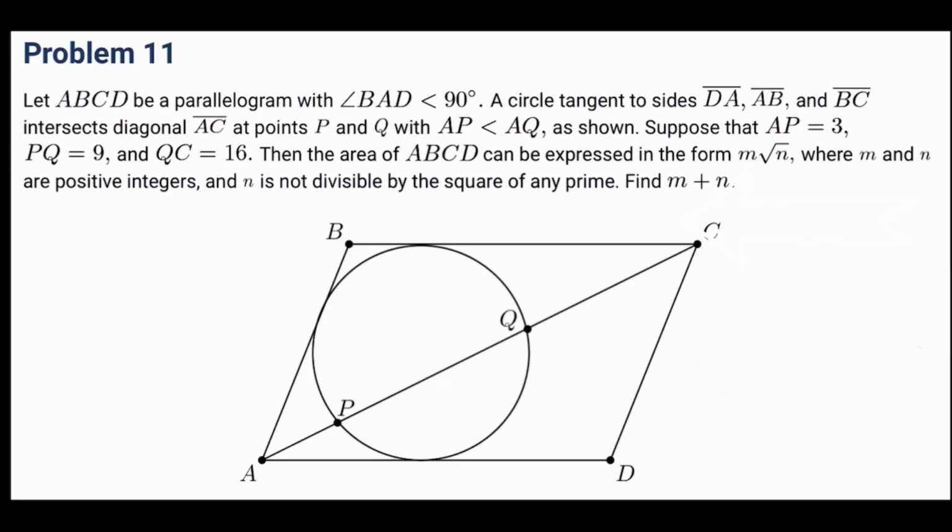Let ABCD be a parallelogram with angle BAD less than 90 degrees. A circle tangent to sides DA, AB, and BC intersects diagonal AC at points P and Q, with AP being less than AQ, as shown. Suppose that AP is equal to 3, PQ is equal to 9, and QC is equal to 16. Then the area of ABCD can be expressed in the form m root n, where m and n are positive integers, and n is not divisible by the square of any prime, and we have to find m plus n.